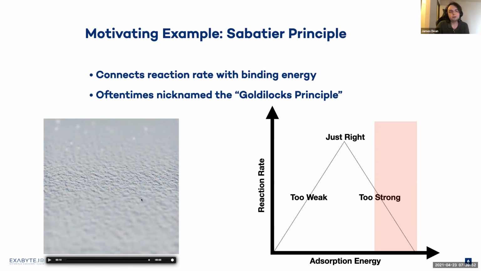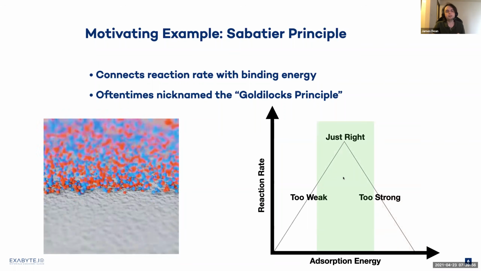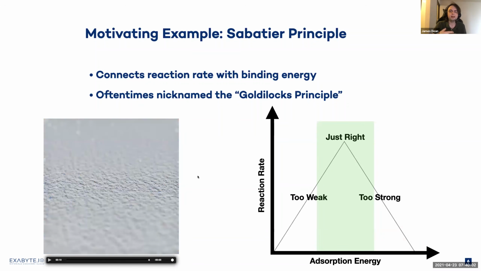And so really what we want is to be in the center of the volcano here. We want to be just right in our adsorption energy according to the Sabatier principle, to get a good even mix of the two species on the surface to get a maximal reaction rate. Because it needs to be neither too weak nor too strong, but just right, this is often called the Goldilocks principle of surface catalysis, which helps us remember what it actually says.